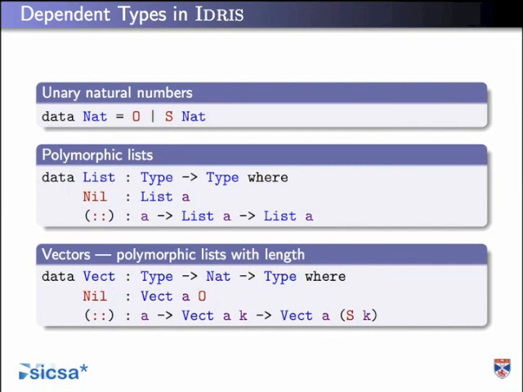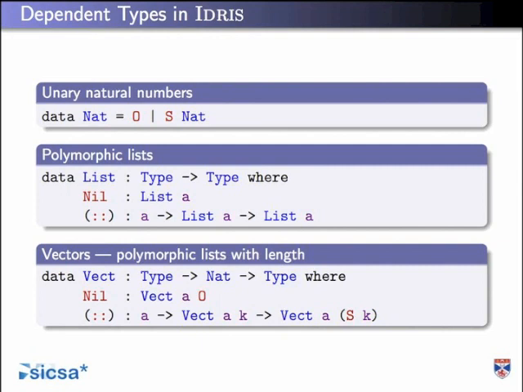So polymorphic lists, just like Haskell, OCaml, anything. Things get more interesting when you start making more precise, more explicit type declarations. So vectors, this is a slightly unfortunate name, but it's a name we're stuck with. The dependent types community has always called lists with length vectors. So I guess we better carry on calling them vectors. So a vector is just a list that is parameterized over its length.